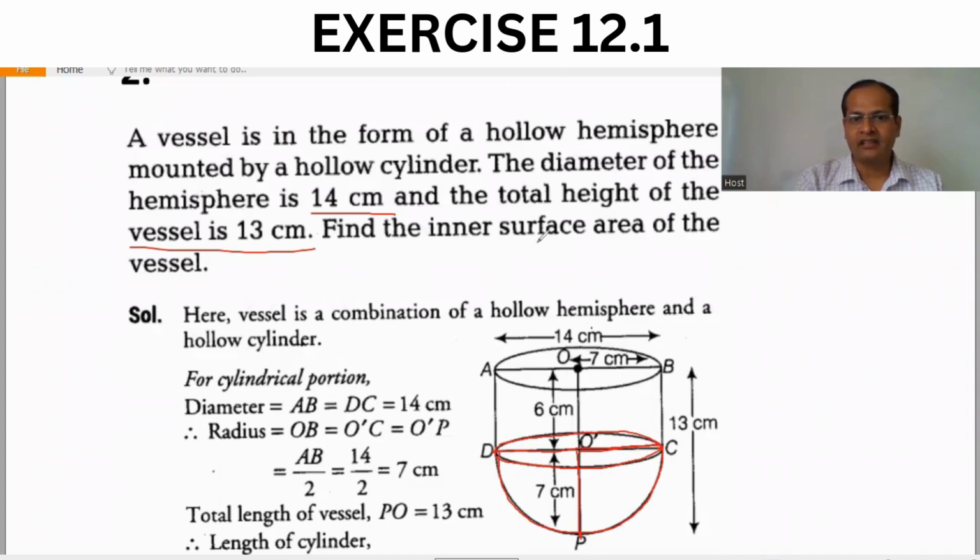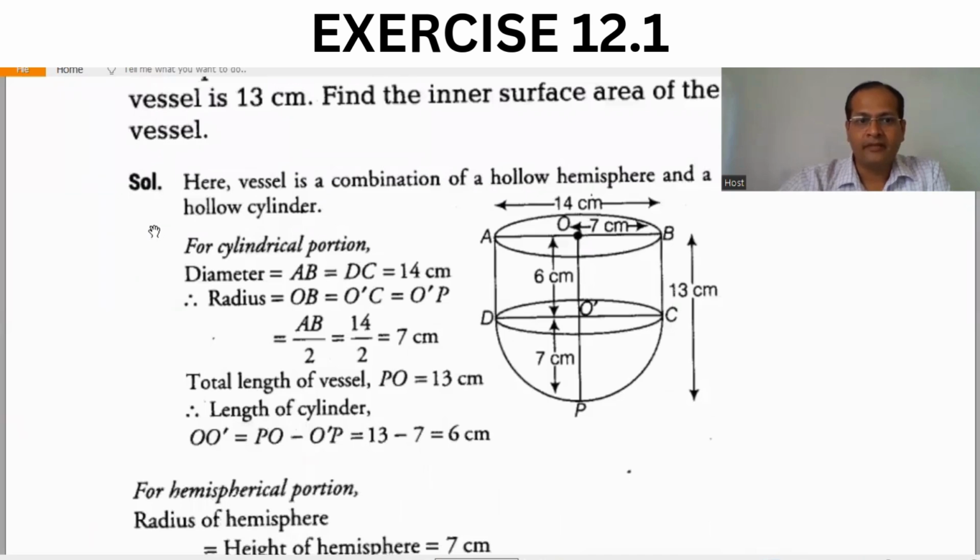Now find the inner surface area of the vessel. The hemisphere is surmounted by a hollow cylinder. This is the part of the hollow cylinder. So based on the question, first of all there are two combinations in this structure. The first structure is the hemisphere and the second structure is the cylinder.